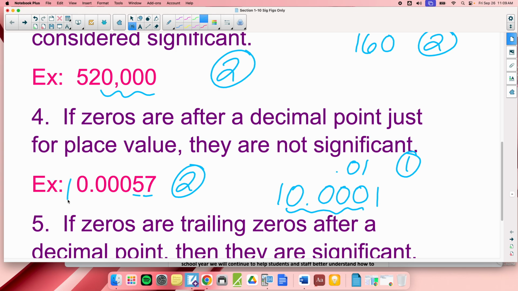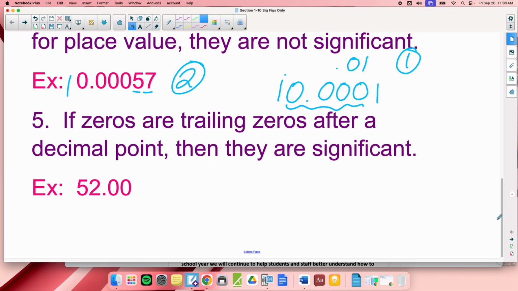Okay, so if this was just 0.0001, it would have 1. But once I put a number somewhere in front of that decimal point, then I have to count the zeros. Everybody okay with that?